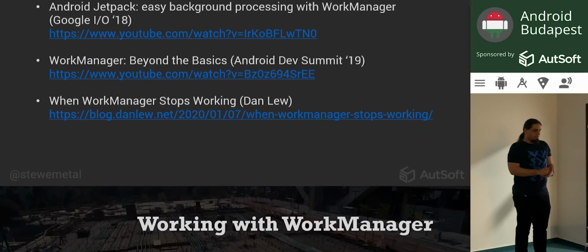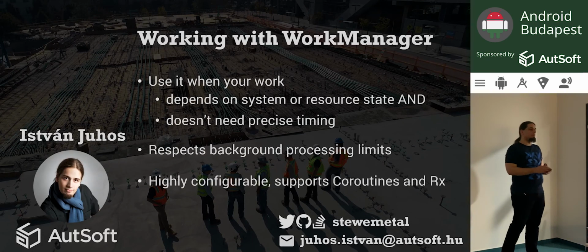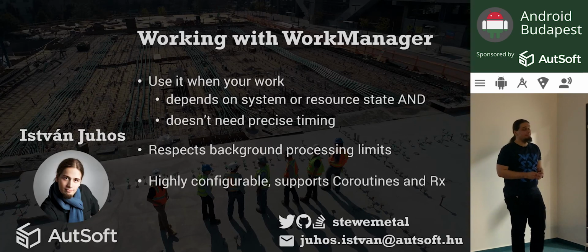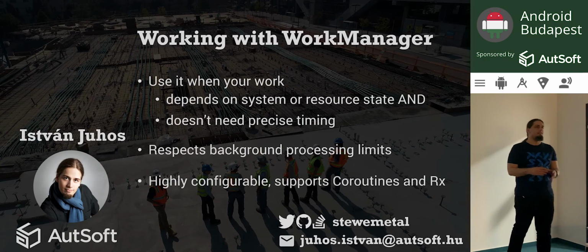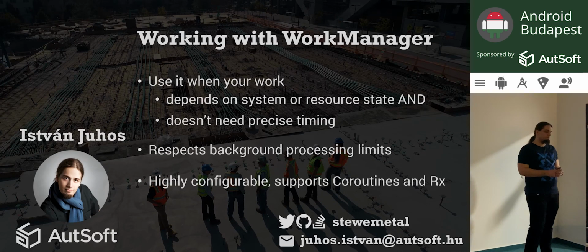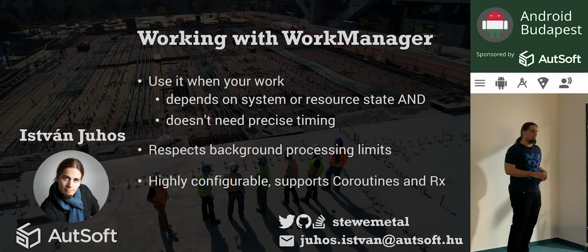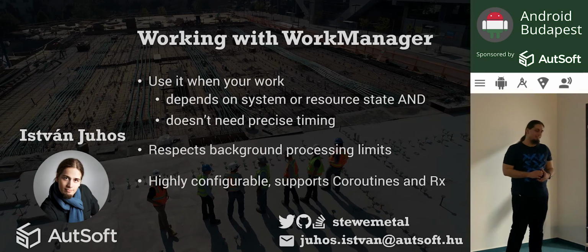Okay, so summing everything up, if you have to deal with opportunistic, guaranteed, deferred background execution, then you should choose WorkManager, which in fact respects background processing limits introduced in API 23 and evolving ever since. And you can configure WorkManager for all of your needs. It supports Coroutines, supports RX if your project is based on RX, and it's a very useful tool if you need to work like this.